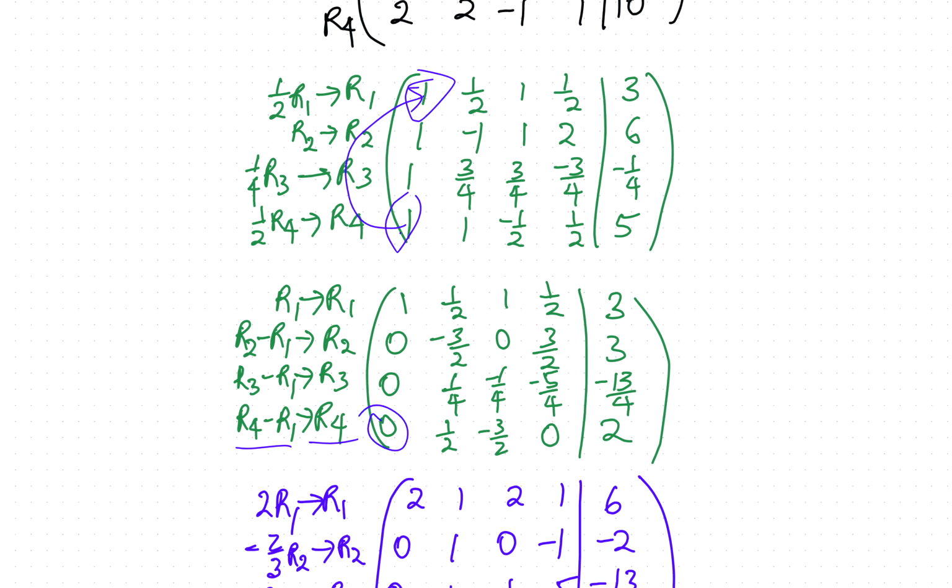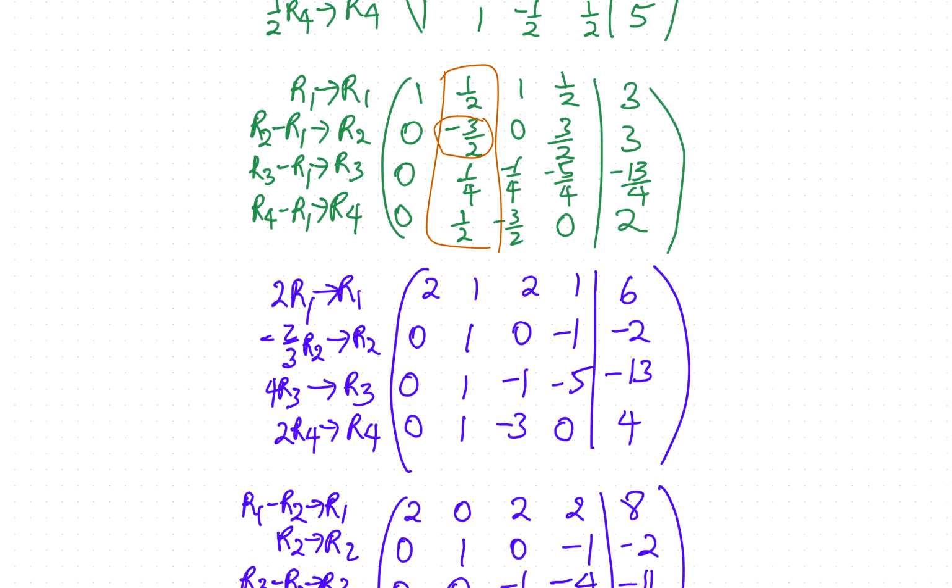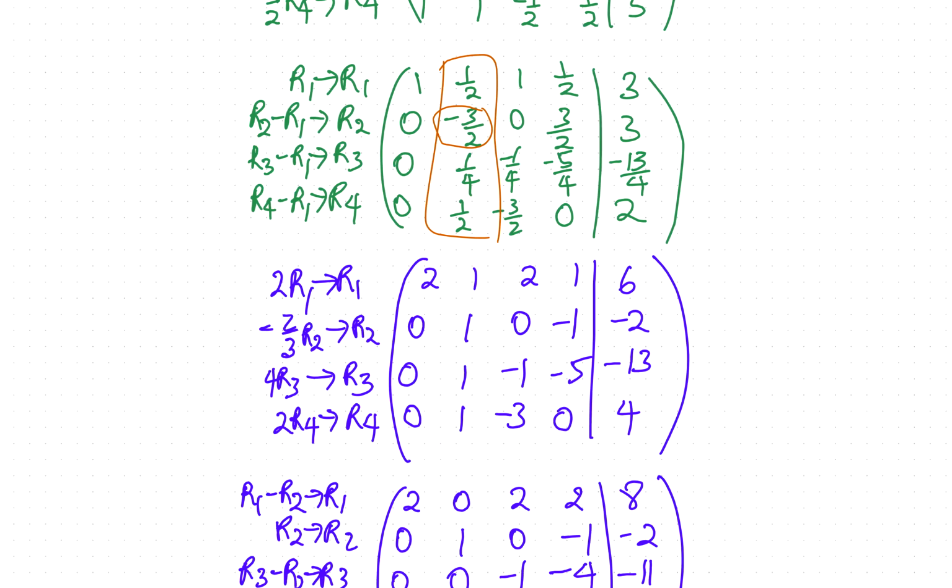So since that is taken care of, can we then focus on the second column? For the second column, the pivot is on row 2, and currently we have minus 3 over 2. The way to get rid of that is to multiply by the multiplicative inverse, which is minus 2 over 3. Of course, we also need all the other numbers below and above it to be 1. So that's the mission now. The mission is to get all those to be 1.